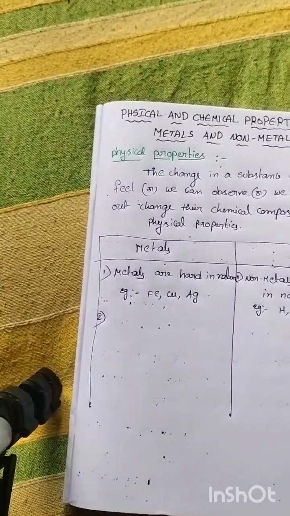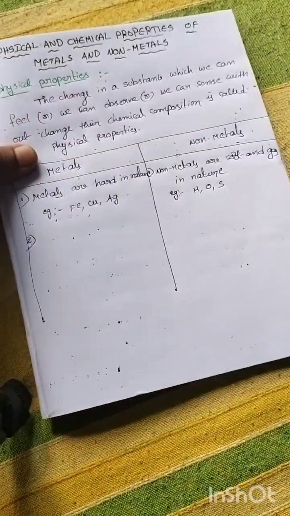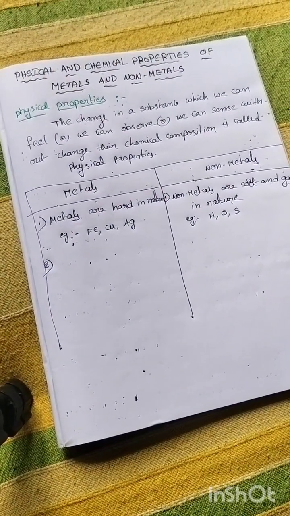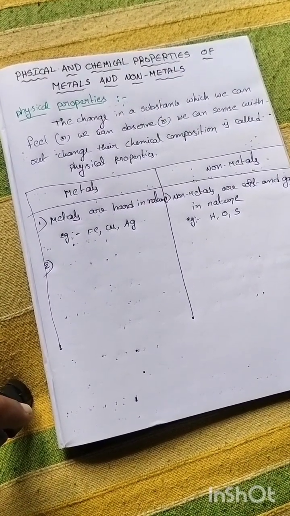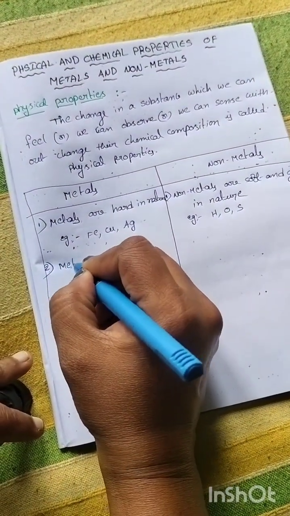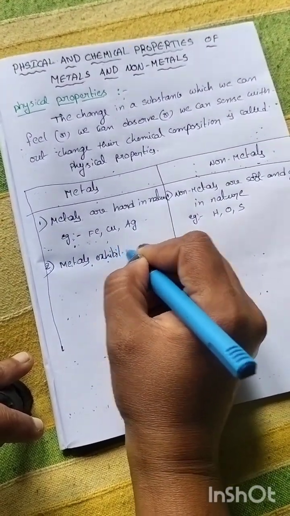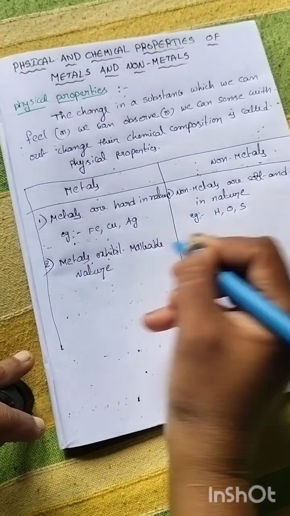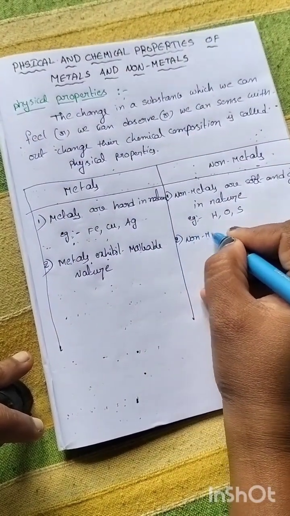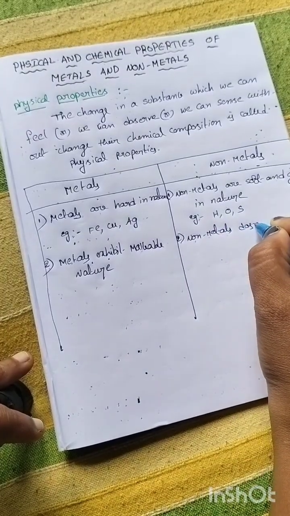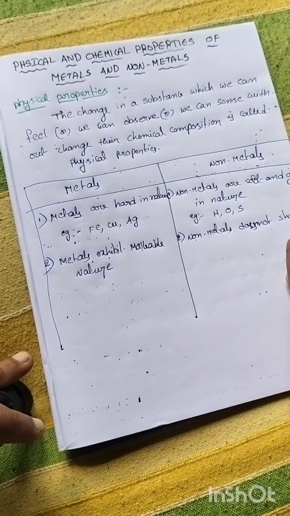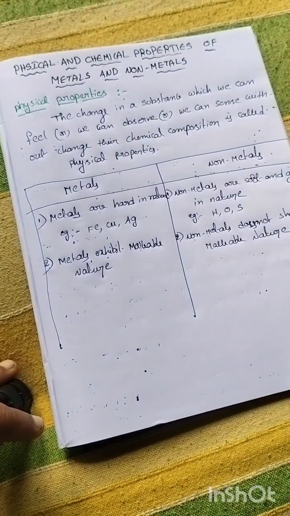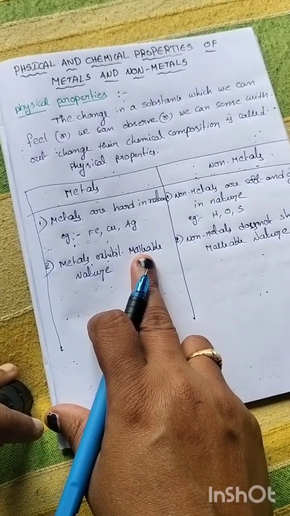Metals exhibit the malleability property. Malleability means making metals into thin sheets by applying some external pressure. Without applying any pressure, there is no change from one form into another. Metals exhibit the malleable property, but non-metals do not exhibit the malleability property. Why? Because they are soft and gaseous in nature.